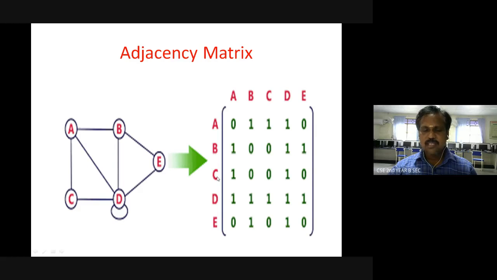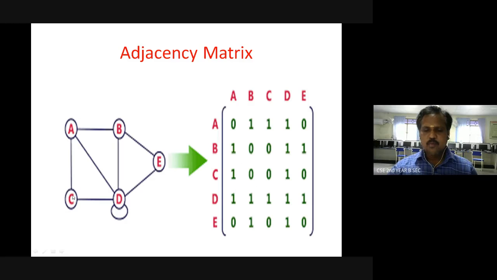Next, move on to the next node. From the node C, C to A, there is a path from C to A, put 1. And then C to B, there is no direct path from C to B, put 0.